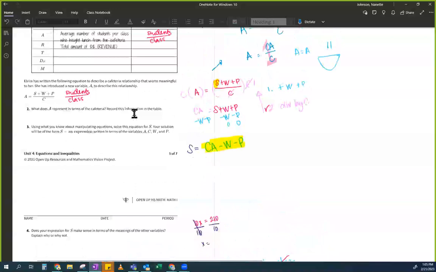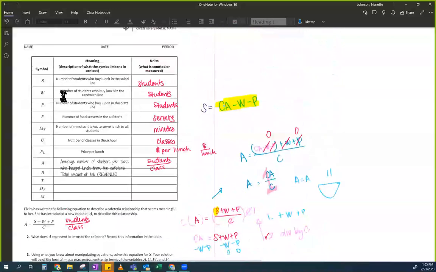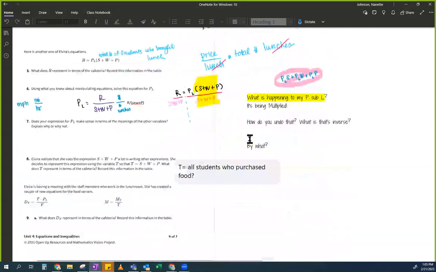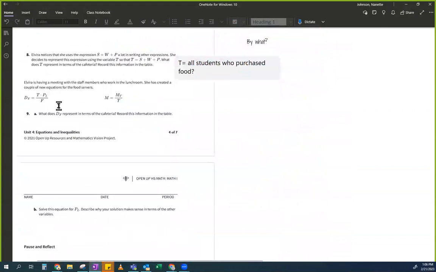It's going to take me there. So S plus W plus P is number of students plus number of students plus number of students. The last time I checked, if I added students plus students plus students, it doesn't equal time, right? Students plus students plus students equals more students. In this case, it's the total number of students. So always go back to your definitions. That's my key. All right, really quick, and then we got to move on.